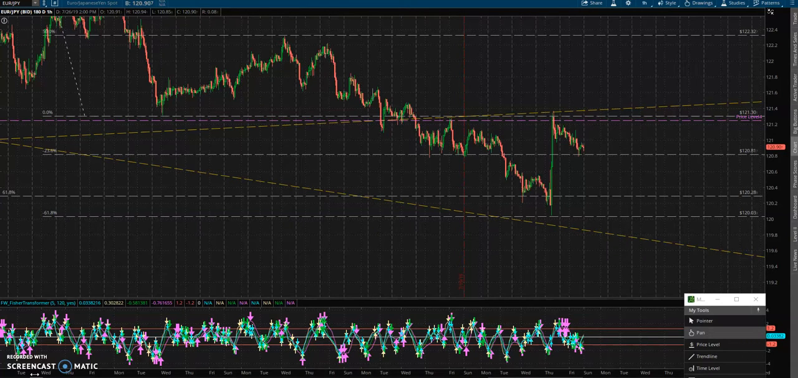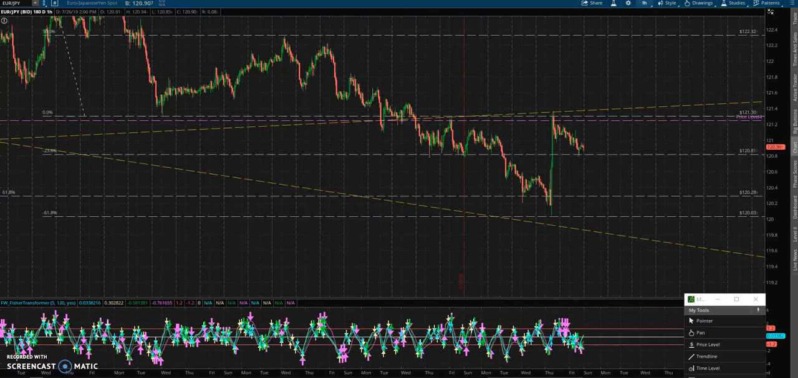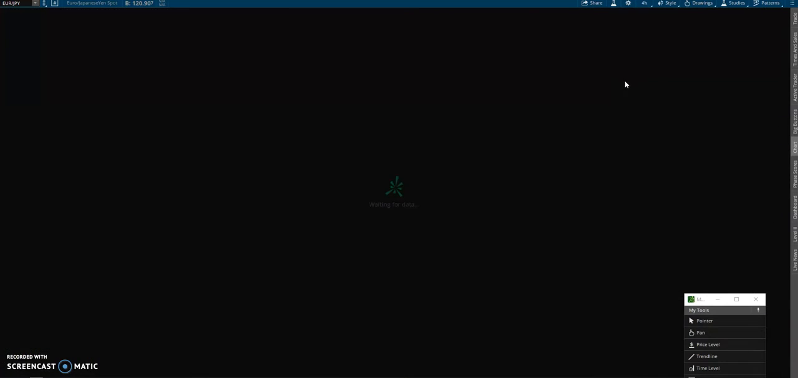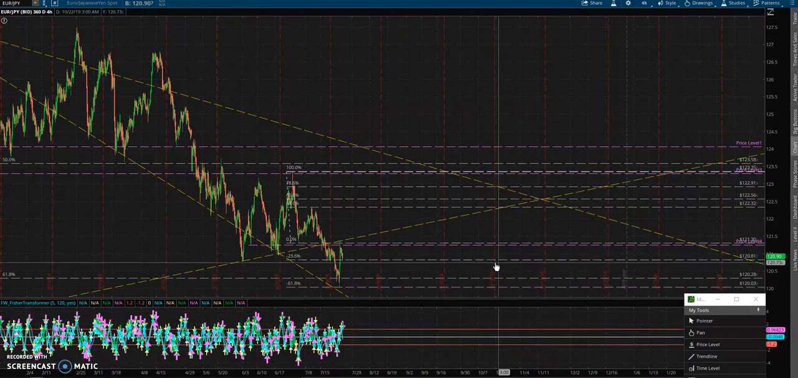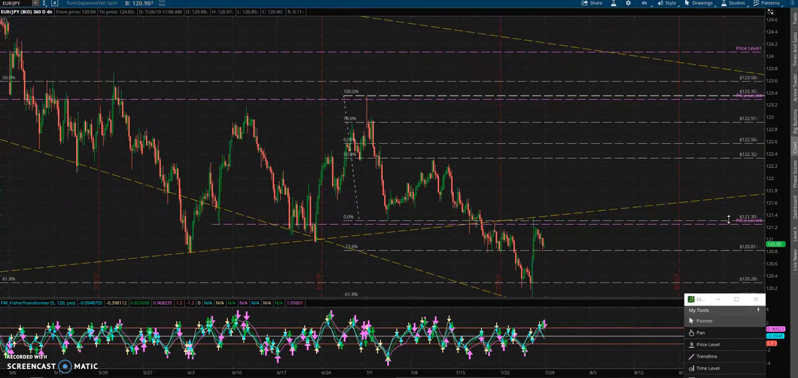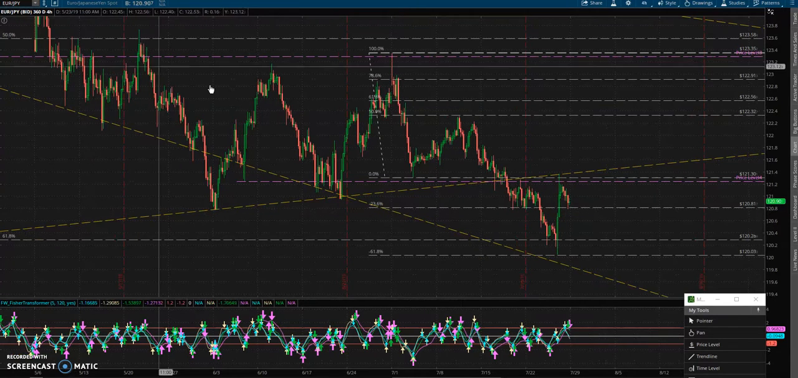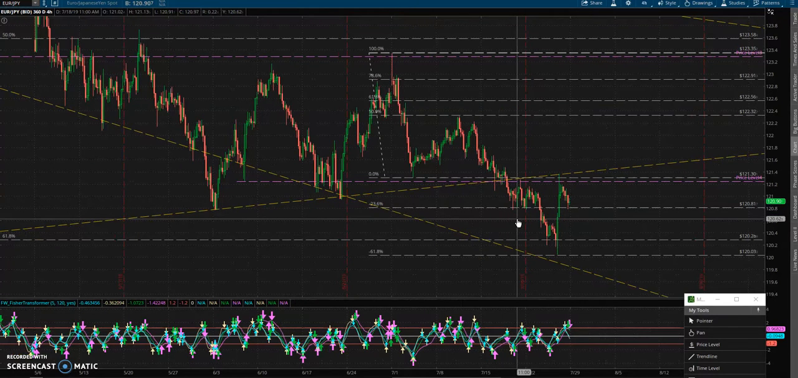So I'm just doing my markup and making my trade plans for the week. I'm on the hourly chart. I'm going to hop over to the 4 hour chart just because I like it a little bit better. I'm going to give my analysis for the pair of Euro JPY.